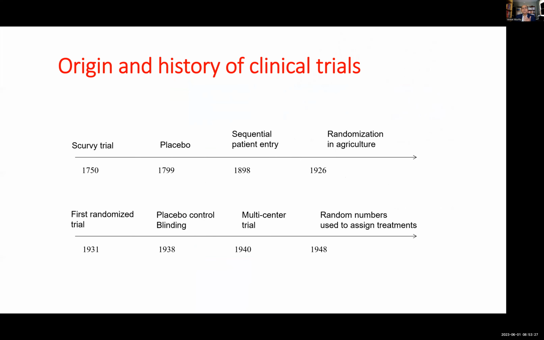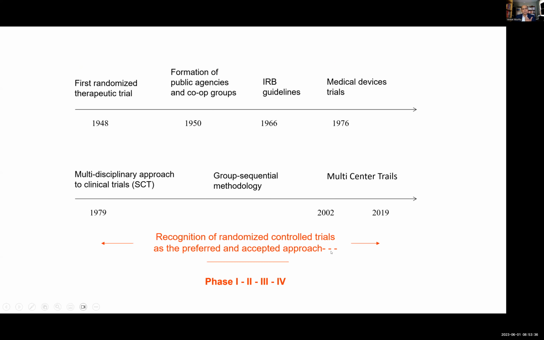Now, the first clinical trial was in 1747, then 1750, placebo in 1799, 1898, etc., using random numbers in 1948. Now we are working with phase 1, phase 2, phase 3, phase 4, some multi-center trials, and so on. First randomized therapeutic trial in 1948. Public agencies with cooperative groups in 1950. IRB guidelines came in 1966. Medical devices in 1760. So this is a little bit about the history of clinical trials.